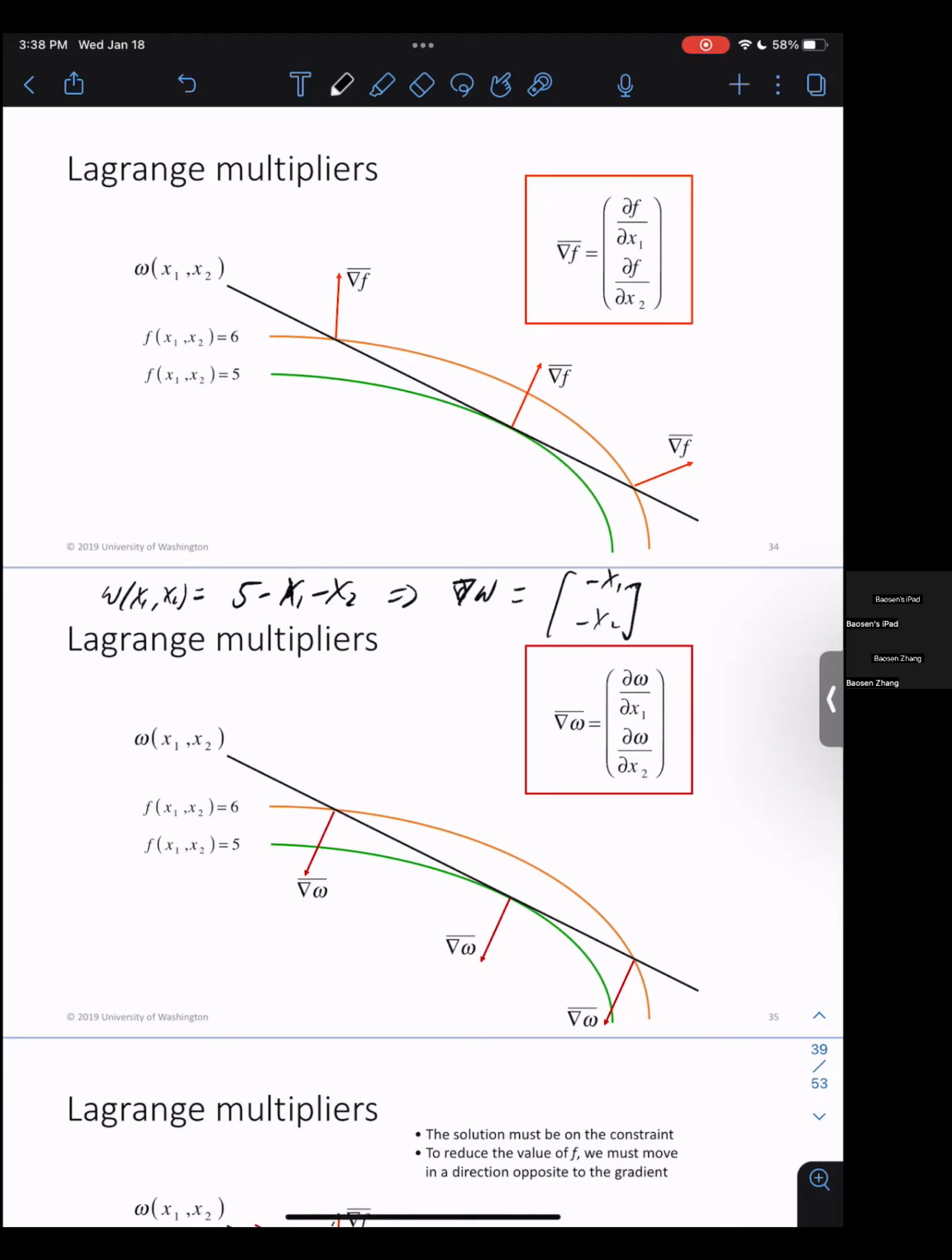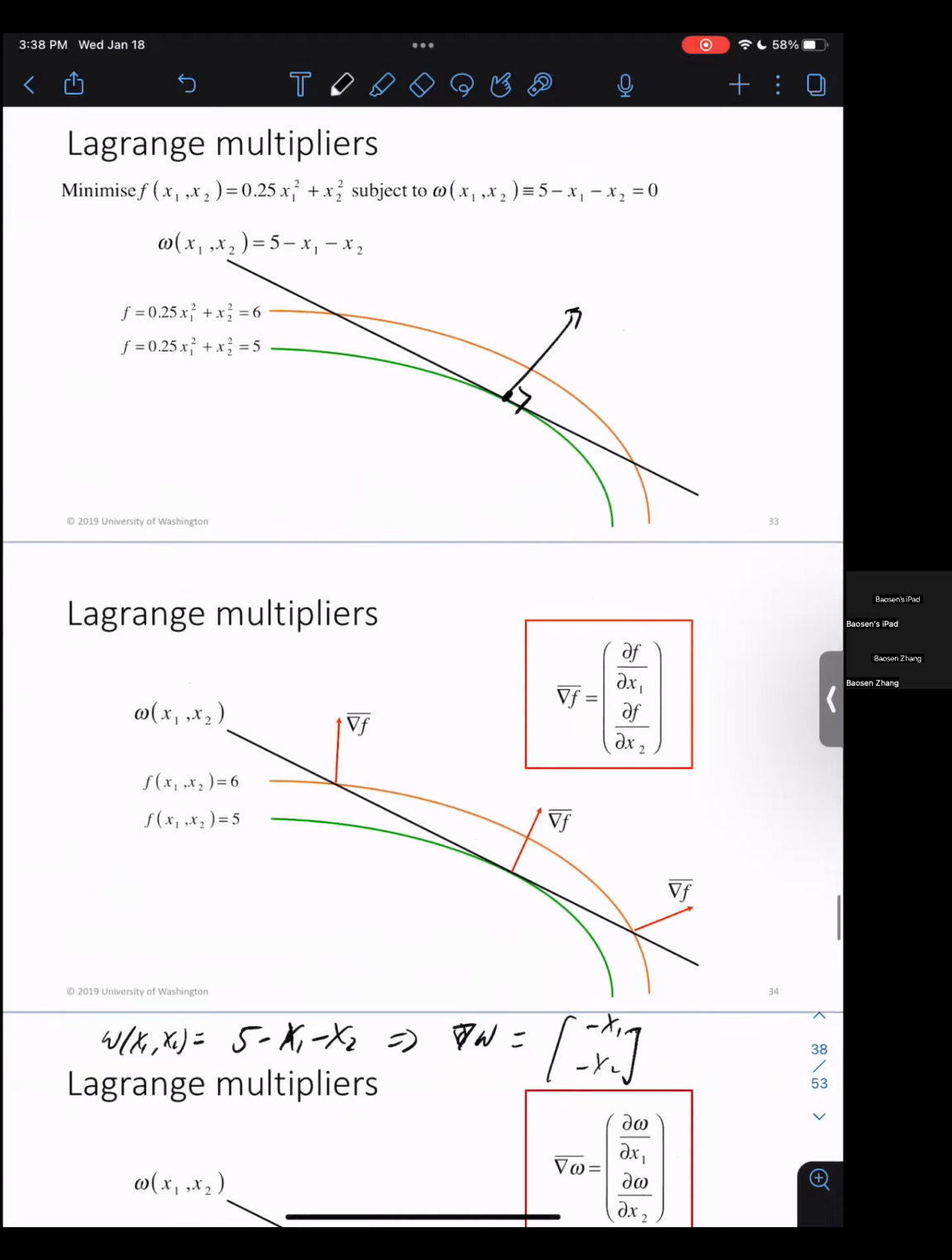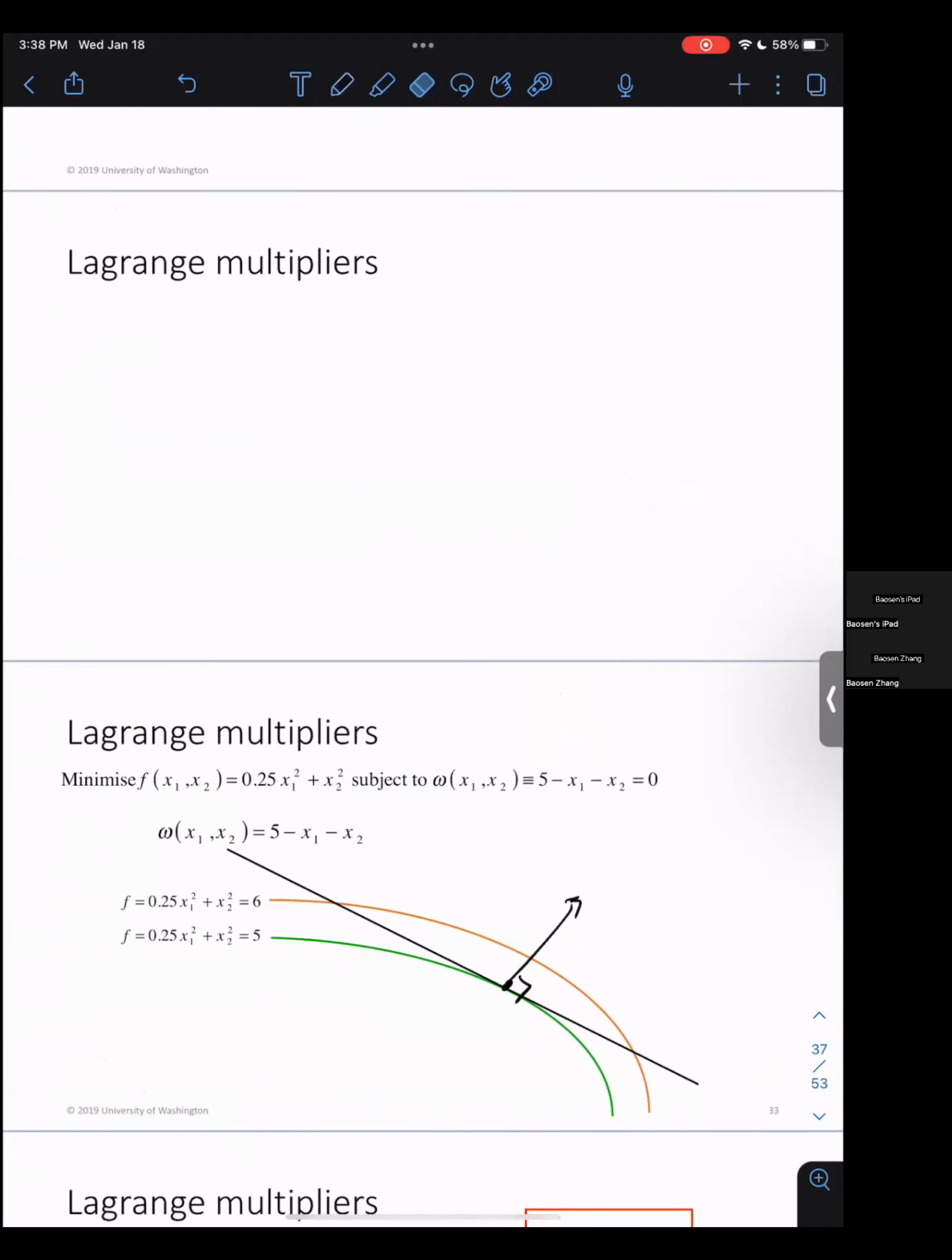Okay, so that's the whole thing we want to have in here. Let me say this slower. Let's say you have a function. What does the gradient mean? You can draw a tangent of the function. Your gradient is a normal vector to the tangent of the function, right? So you want your gradient to be perpendicular to the constraint.